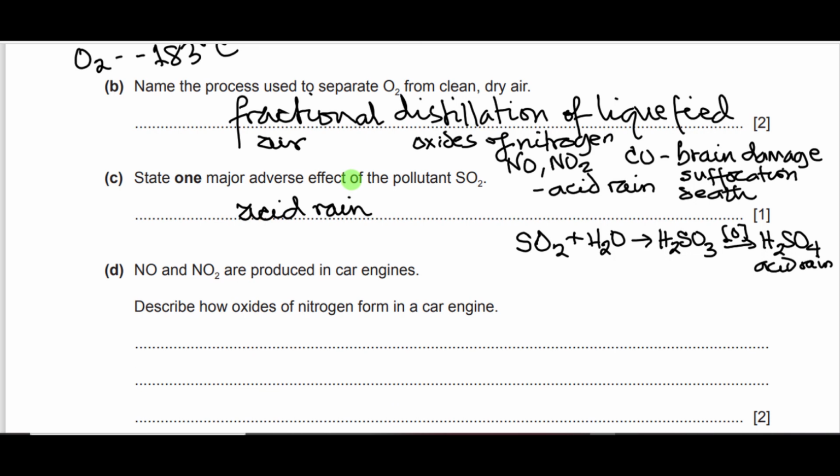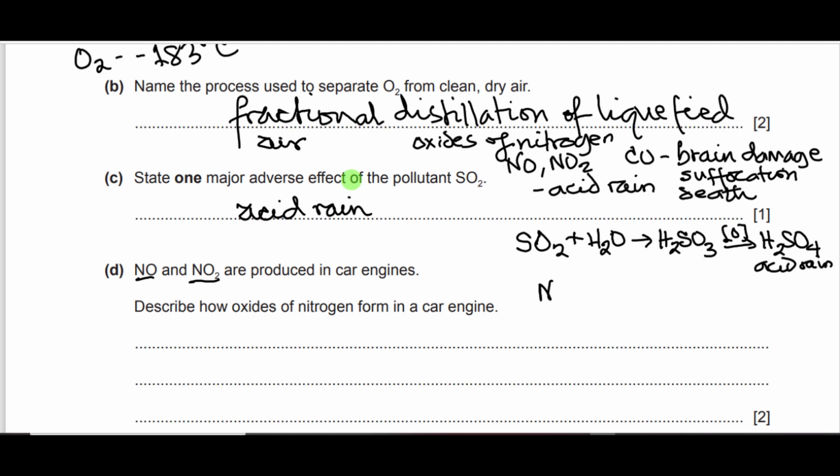Now question 2D says NO and NO2 are produced in car engines. Fine. Describe how oxides of nitrogen form in a car engine. Very easy. First off, nitrogen is a relatively unreactive element, right? But at high temperatures, it can combine with oxygen to form its oxides, right?